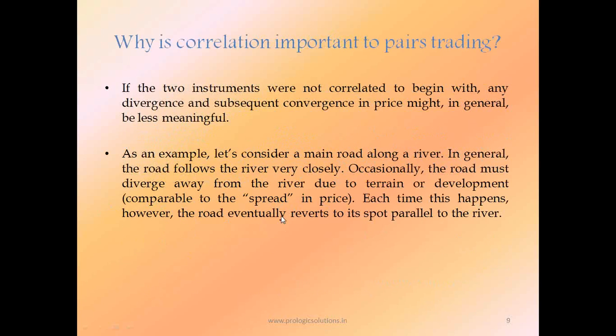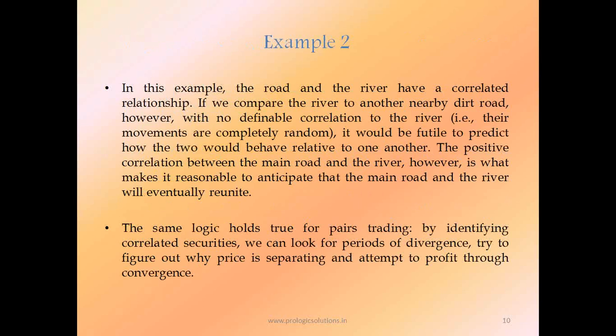Now, correlation is very important. Now, we have an example. Let's say we have a main road and a river. Usually the river follows the main road adjacent to it. And due to some geological factors, let's say terrain or development or something happening, both move away from their directions. That is where they diverge. And again, after a period of time, the river and the road come back and meet. That is the convergence. They again meet.